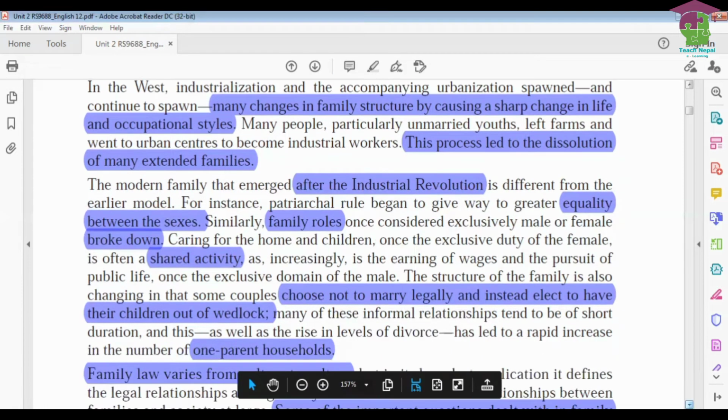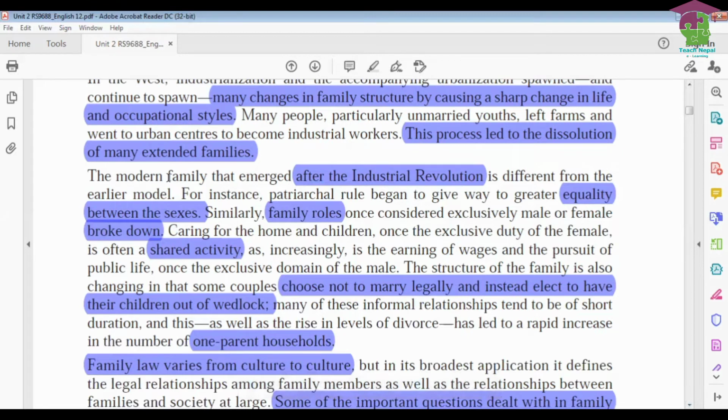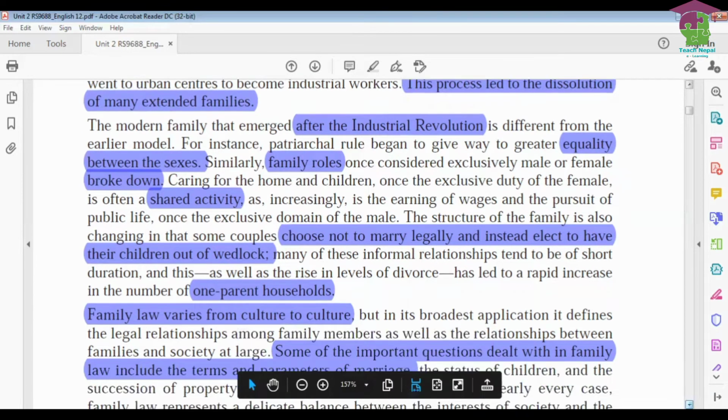For instance, patriarchal rule began to give way to greater equality between the sexes. When you go, then the male dominated society changed, with male and female having equal power or equal decisions in the family. Similarly, family roles once considered exclusively male or female broke down.